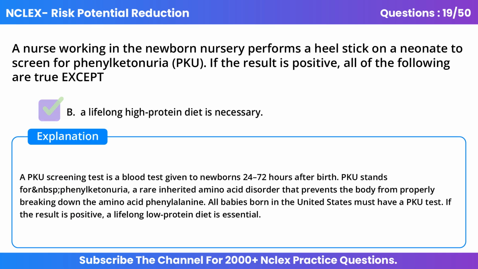A PKU screening test is a blood test given to newborns 24 to 72 hours after birth. PKU stands for phenylketonuria, a rare inherited amino acid disorder that prevents the body from properly breaking down the amino acid phenylalanine. All babies born in the United States must have a PKU test. If the result is positive, a lifelong low-protein diet is essential.